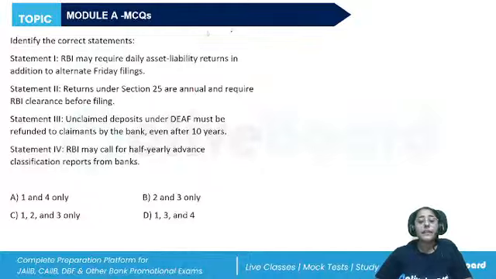So, RBI may require daily asset liability returns in addition to alternate Friday filings. This is true. If in one particular circumstance RBI gives this direction, it will have to be followed. The returns under Section 25 are annual and require RBI clearance before filing. Is this statement correct? And if not, then what will be the correct point?